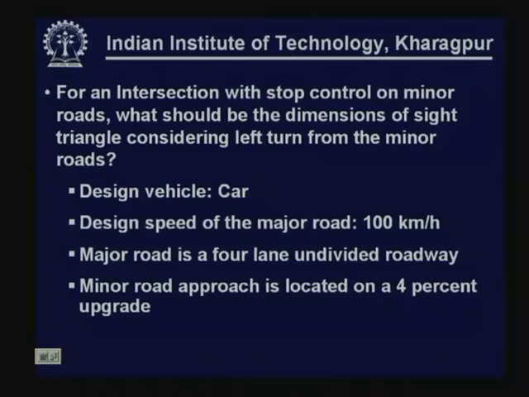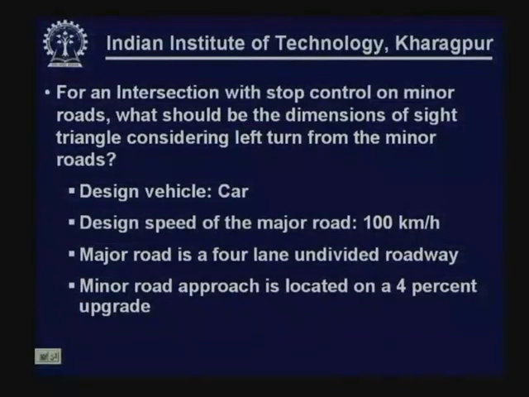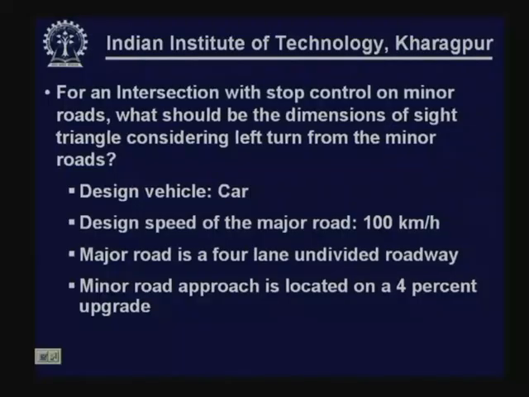Third question: for an intersection with stop control, consider a 4-legged intersection with stop control on the minor road. What should be the dimensions of the side triangle considering left turn from the minor road under the following condition, where the design vehicle is a car, design speed of the major road is 100 km per hour, the major road is a 4-lane undivided roadway, and the minor road approach is located on a 4% upgrade. So, under these conditions, what should be the dimension of the side triangle?